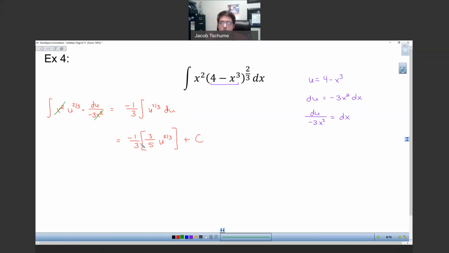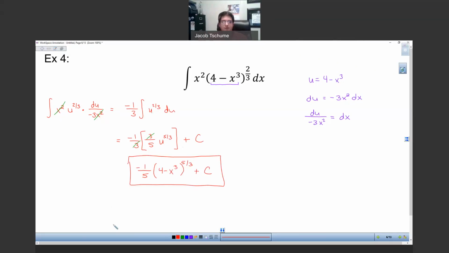All right, when you put the two constants together in the front, actually very nice here, the 3's cancel to give us a negative 1/5. We're going to replace our u with the original u substitution, which is 4 minus x cubed. We're going to raise that to the 5/3 power, and then don't forget your plus c. And that is your answer to number 4.